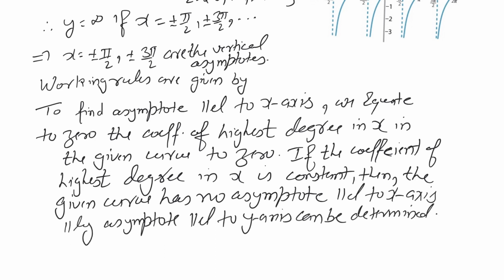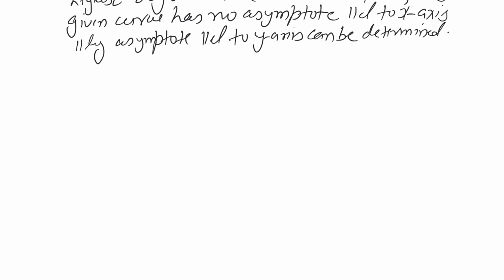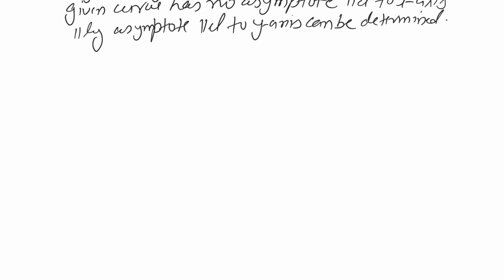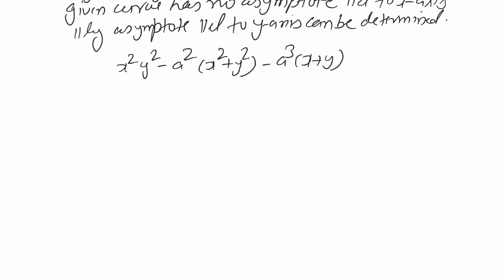Now let us understand these rules through an example. Find the asymptote of the curve, and the equation of the curve is x square y square minus a square x square plus y square minus a cube x plus y plus a4 is equal to 0. Now this is a curve of degree 4. It is 2 degree in x, 2 degree in y, so total degree is 4.